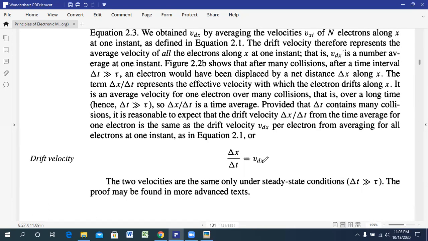Now we know that Vdx equals delta x divided by delta t, and they have said that delta x, whenever delta t is greater than delta t, so you will learn these sort of things at your advanced level. So what you need to learn after this is the proof of J equals sigma E.